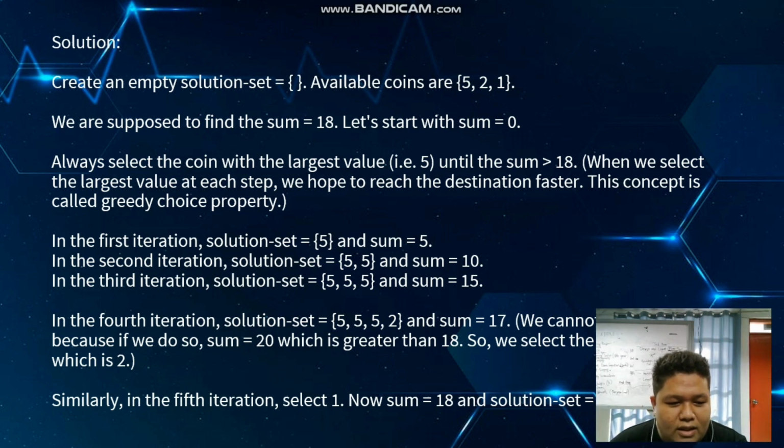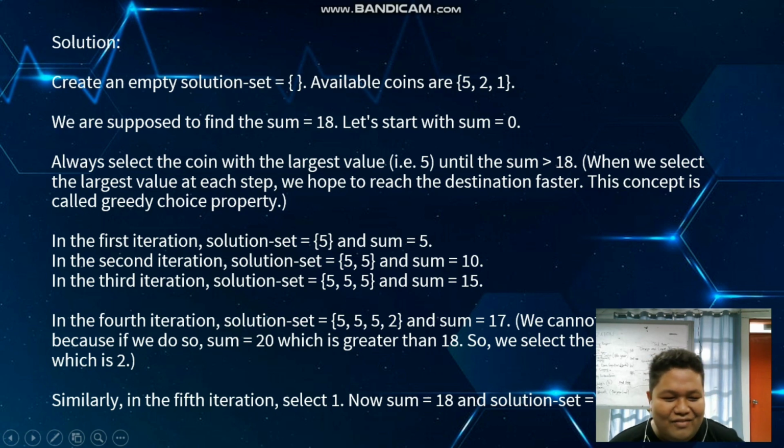In the first iteration, solution set equals {5} and the sum equals 5. In the second iteration, solution set equals {5, 5}, and the sum is already 10. In the third iteration, solution set {5, 5, 5}, and the sum already equals 15. So in the fourth iteration, solution set {5, 5, 5, 2} and the sum equals 17.